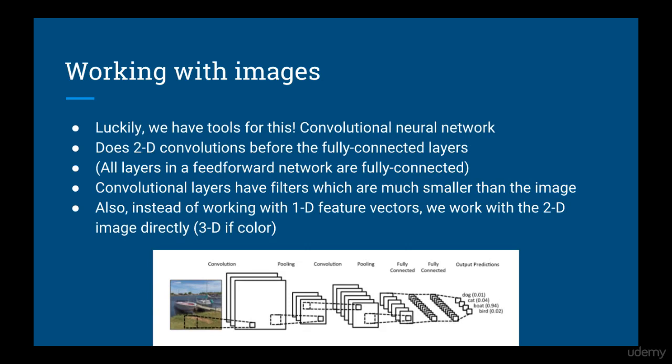The convolutional neural network is a type of neural network that does a set of two-dimensional convolutions before going to the fully connected layers. Fully connected layers are the layers that comprise a feed-forward neural network. We call them fully connected because every output from one layer is connected to every input from the next layer. Convolutional layers are different. At each convolutional layer, we have a filter that is typically much smaller than the input image. In addition, instead of working with feature vectors, which are one-dimensional objects, we work with images, which are two-dimensional objects. They can also be three-dimensional objects if they have color.